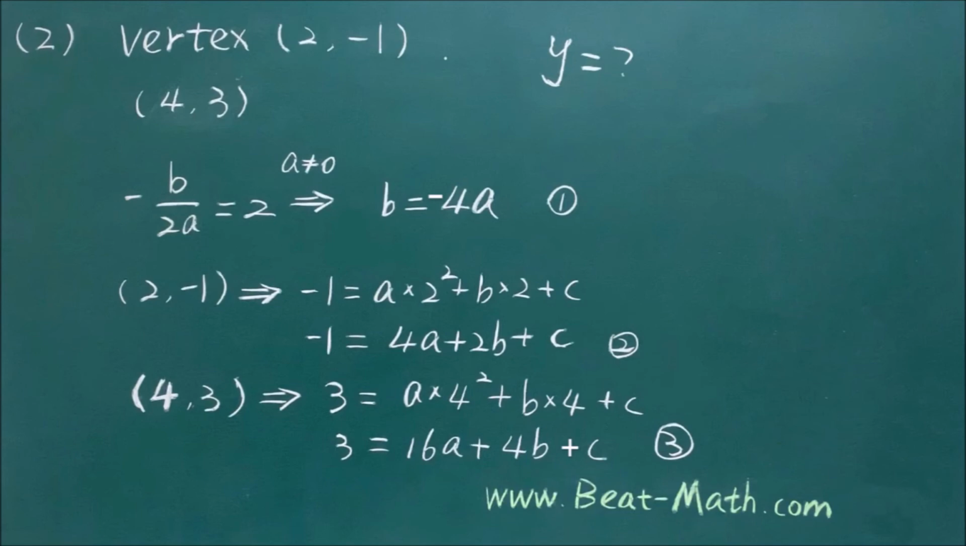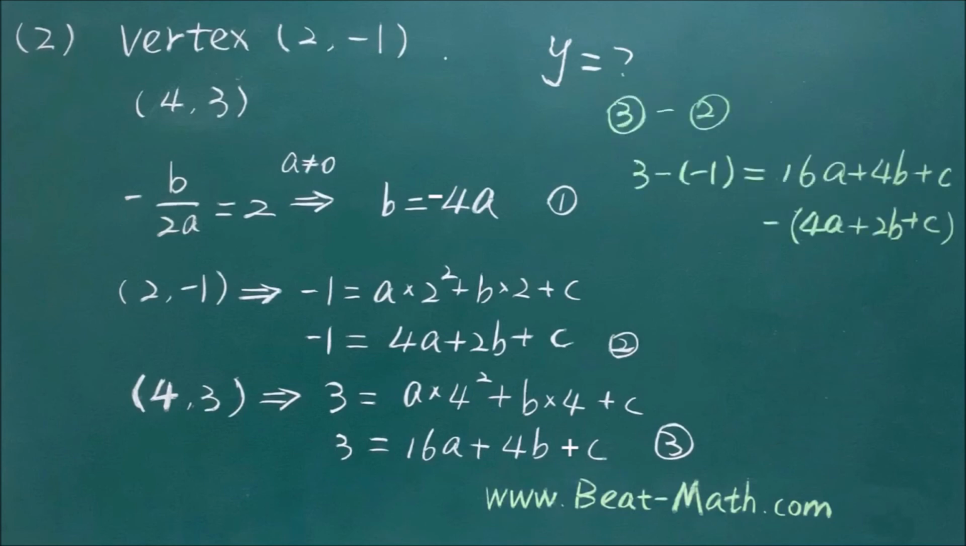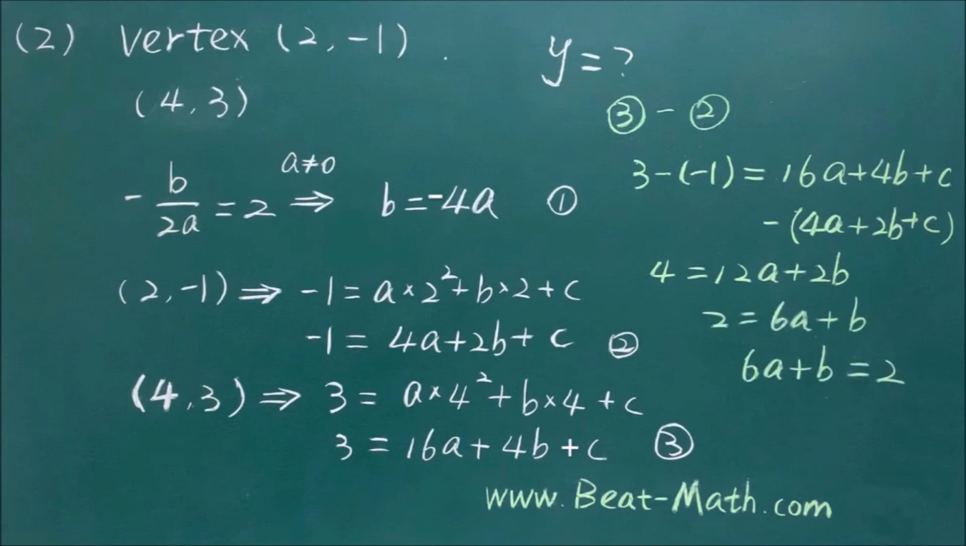As we can see, only 2 equations have the variable c in it. We can get rid of it by subtracting equation 2 from equation 3 and get 4 equals 12a plus 2b. All the terms have a common factor of 2, so the equation can be simplified by dividing 2 on both sides and getting 6a plus b equals 2.